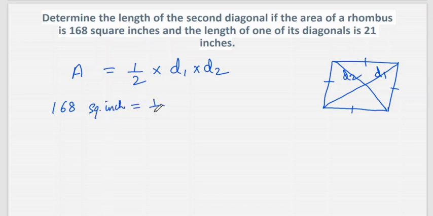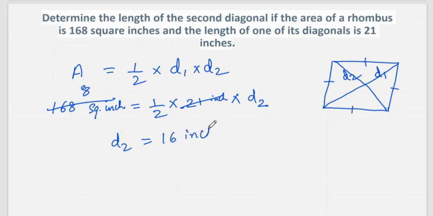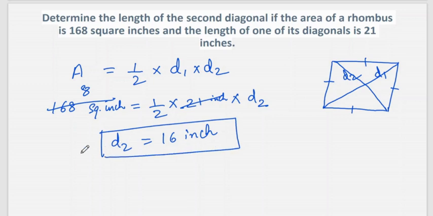equal to half into, what is D1 given? D1 is given as 21 centimeter and D2 we don't know. Sorry, it is inches. Okay, 21 inch. So now you calculate this, you can cancel 8 times and then you will get D2 equal to 16 inch. Okay, so this is the length of the second diagonal.